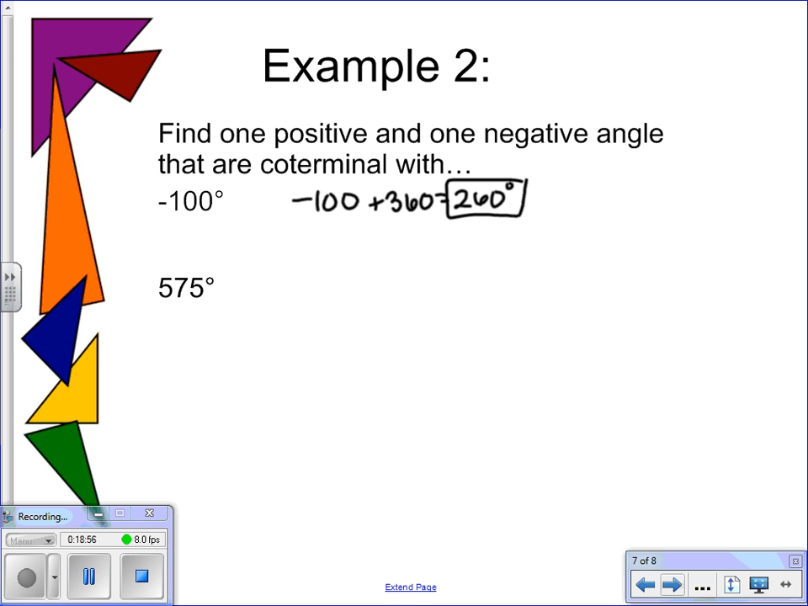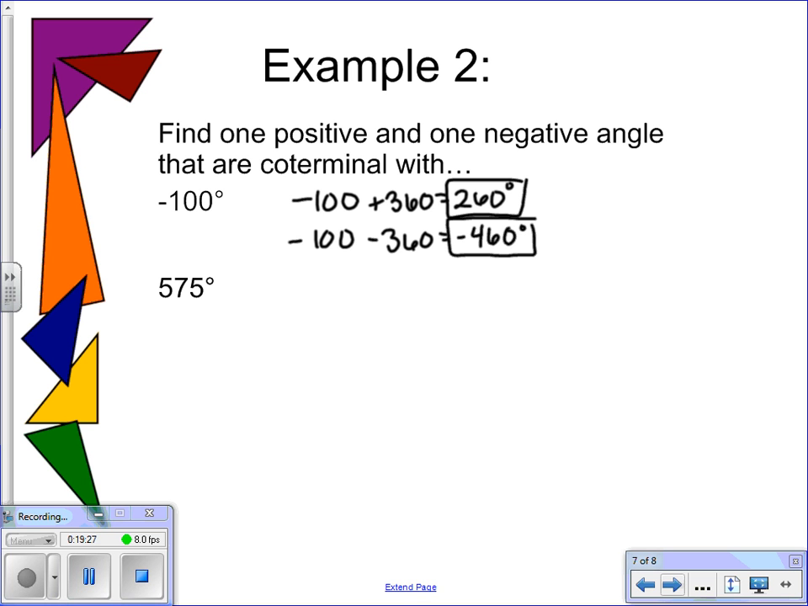To find a negative coterminal angle with negative 100, I know that adding 360 gets me into the positives, so instead of adding 360, I'm going to subtract 360. And I'm at negative 460. Those three angles are the same angle.